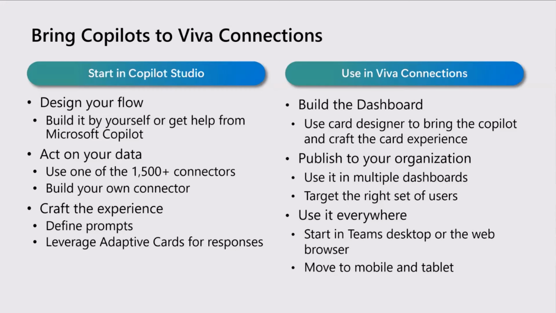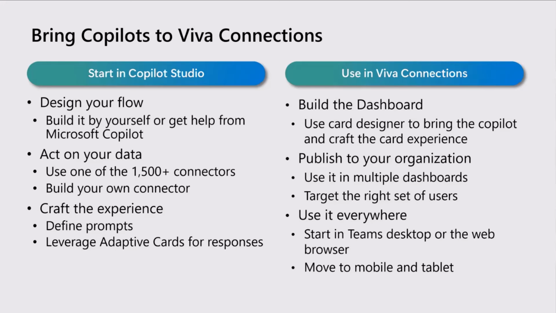Then you can connect to external data using one of the 1500-plus Power Apps connectors. You can build your own connector, and then you can define your prompt. When you design your responses, you can now leverage Adaptive Cards so that the output from the Copilot is no longer text, but UX that is generated based on the flow that you designed in the Copilot.